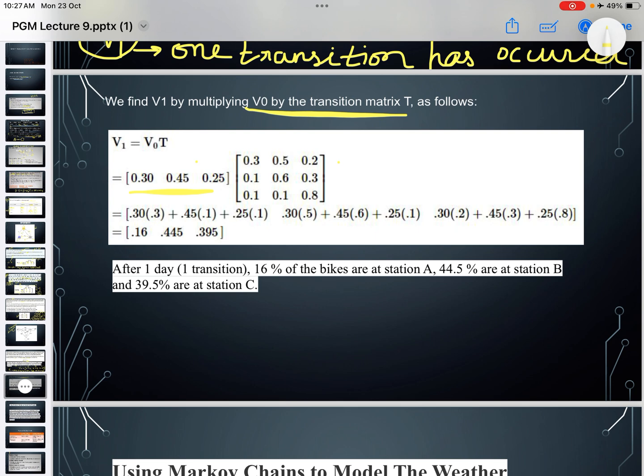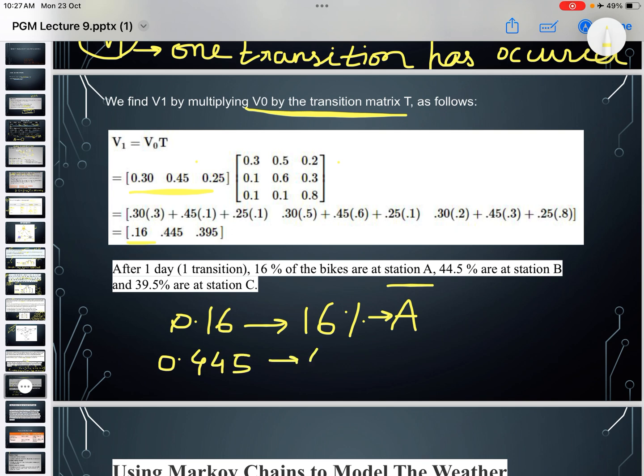So after 1 day, one transition, you get 0.16. That means 16% of the bikes are at station A, 0.445, that means 44.5% are at station B, and 0.395, that means 39.5% are at station C.